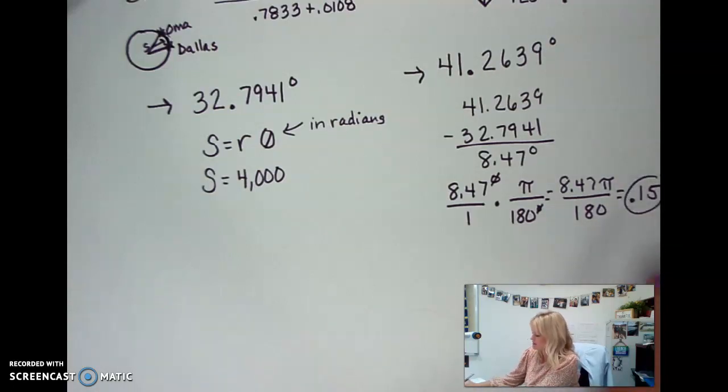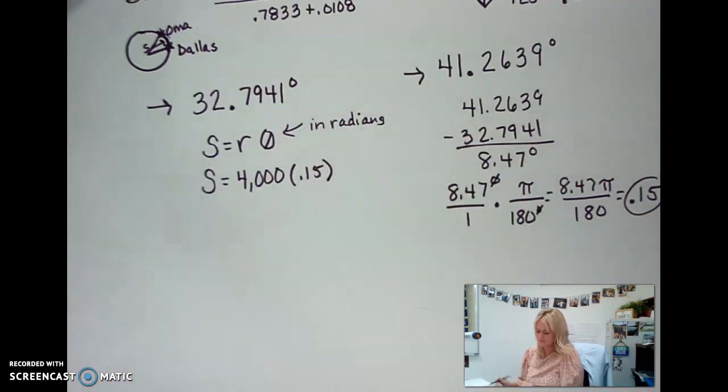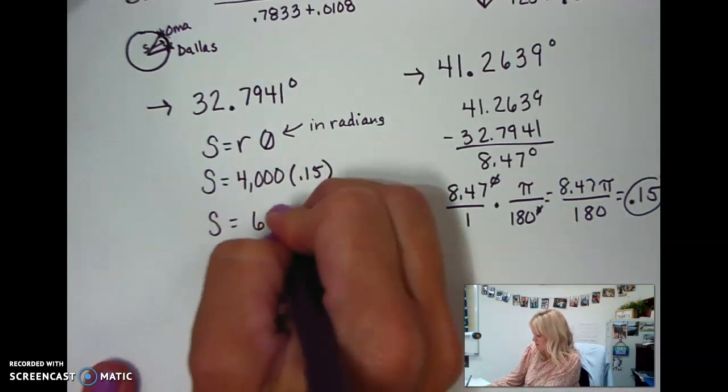This is going to go in here. 4,000 times 0.15 gives us approximately 600 miles.